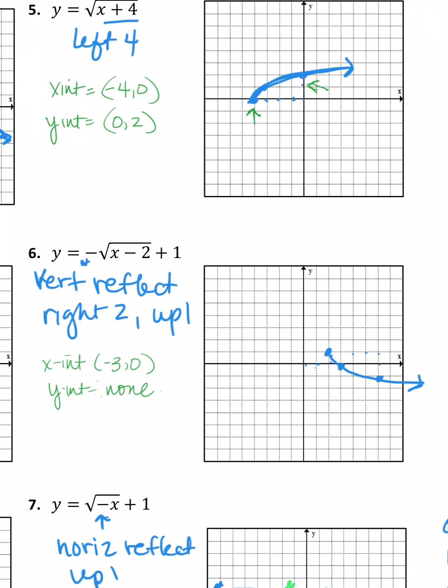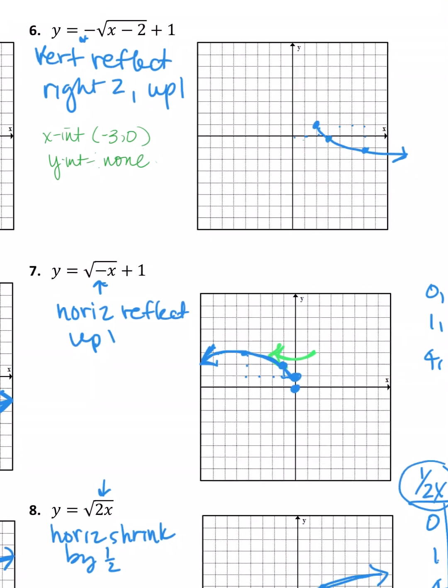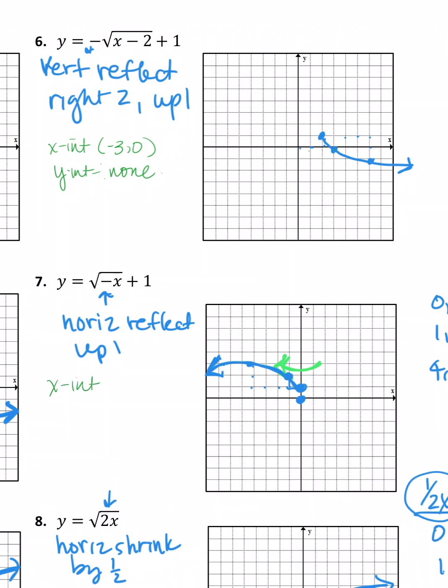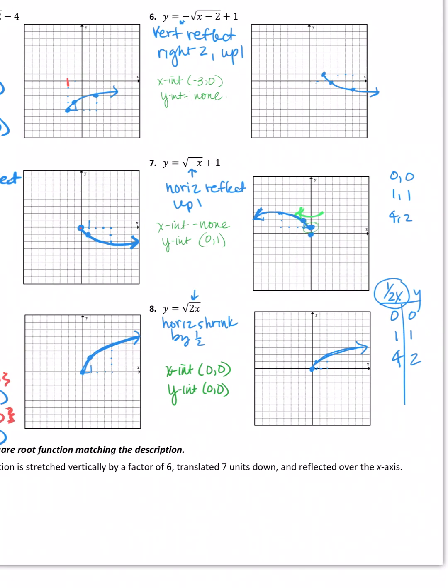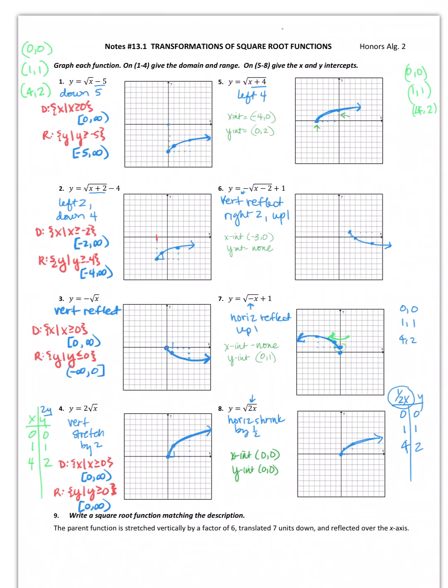Just say none. All right, number 7. Where is it crossing the x-axis? It's not. So we would say none. Y-intercept, is it crossing the y-axis? Yes, it moved up. Remember right here? So it's at 0, 1. And last but not least, let's look at number 8. X-intercept, it's at 0, 0. And y-intercept, 0, 0. So if it's at the origin, those are going to match, right? So hopefully that makes sense. So pay attention to your instructions today. Some of them you're going to do domain and range. Some of you're going to do x and y-intercepts.